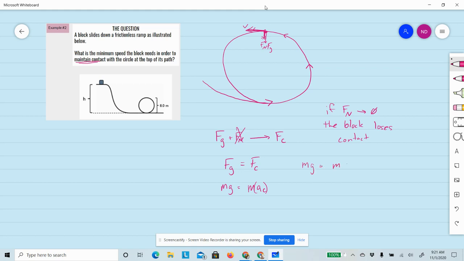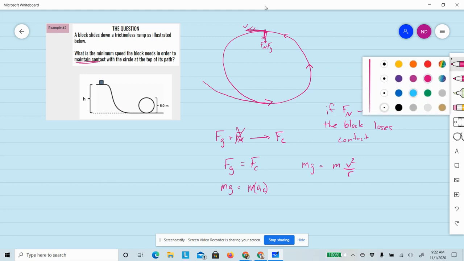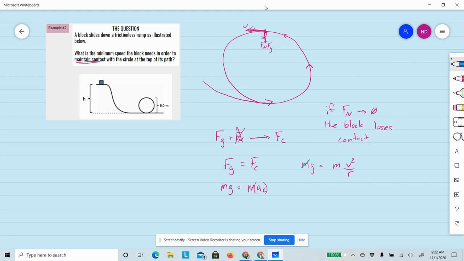mg equals m v squared over r. So nice, mass on both sides of the equation. They go away. So you get g equals v squared over r. Rework this: v equals the square root of g times r.